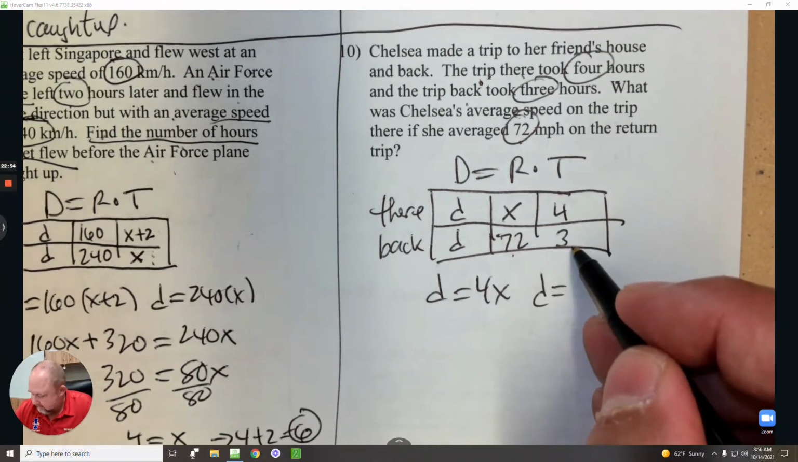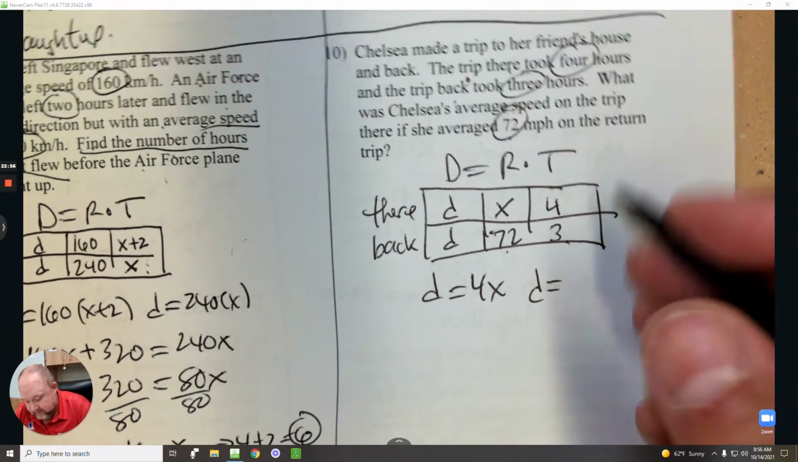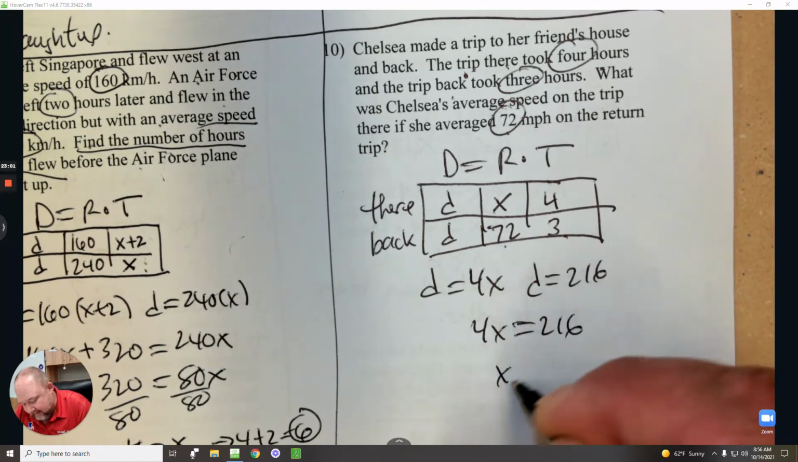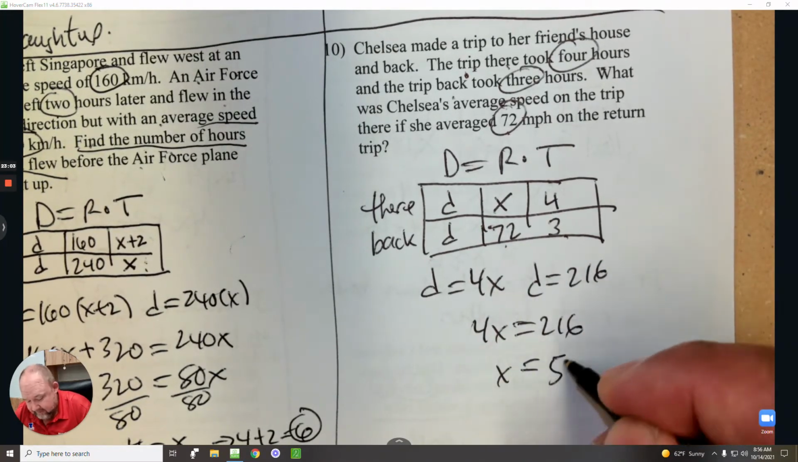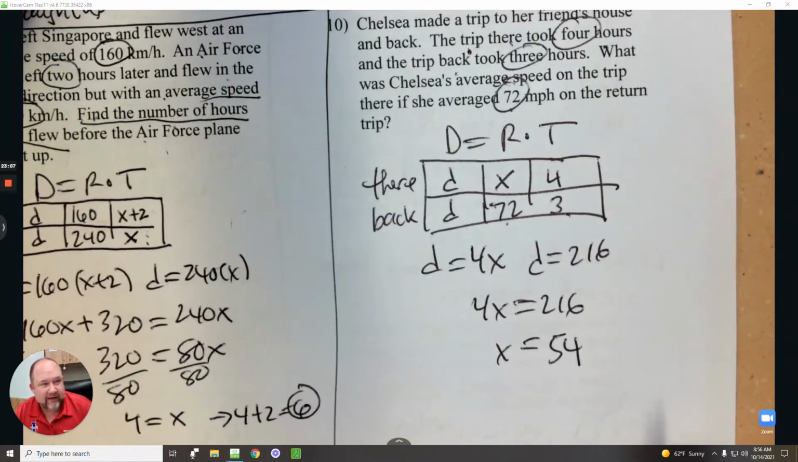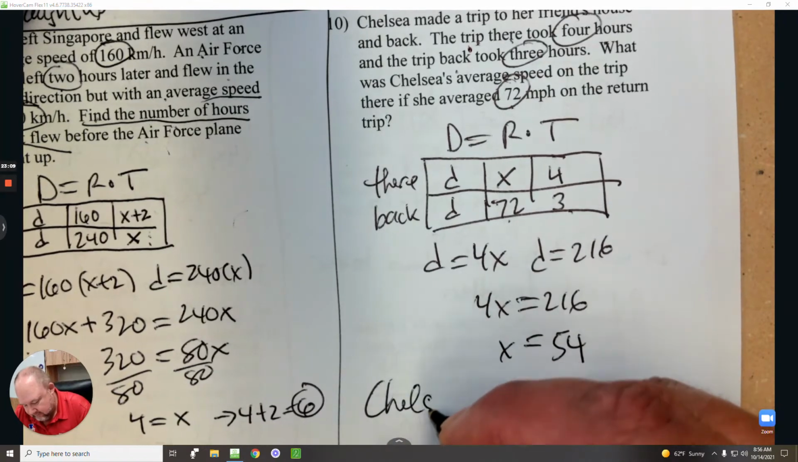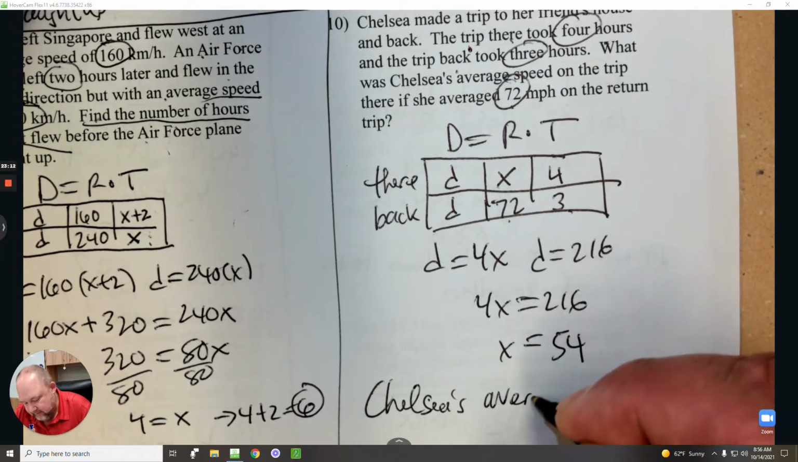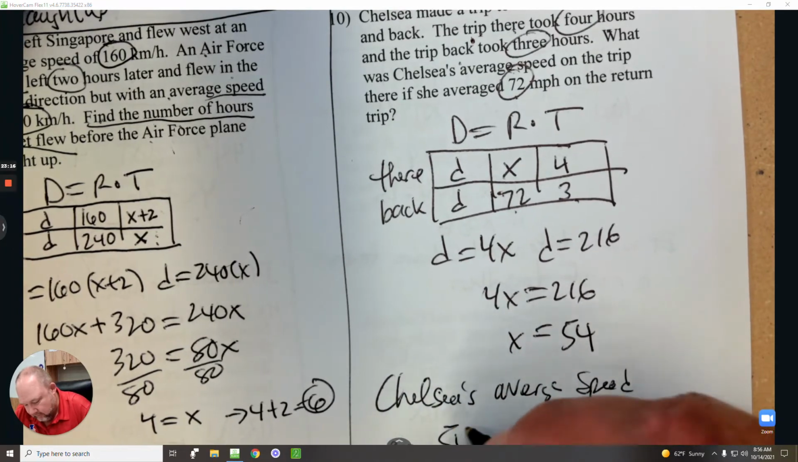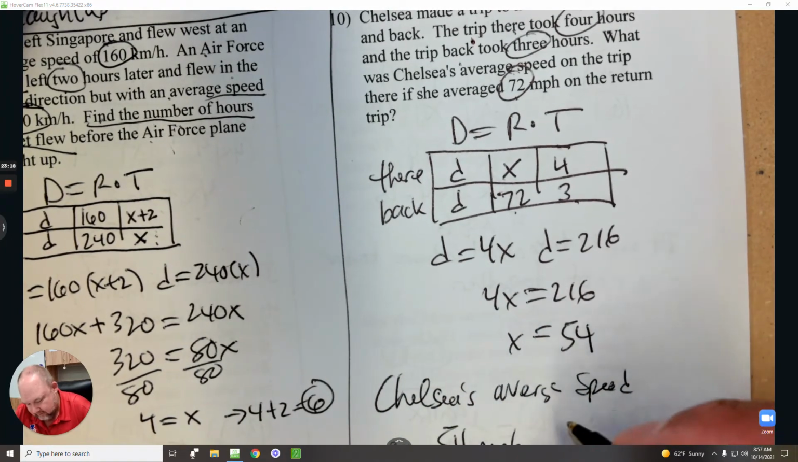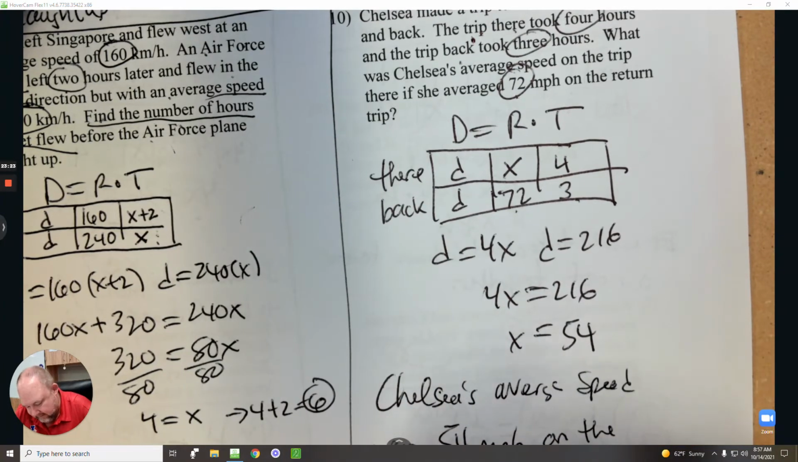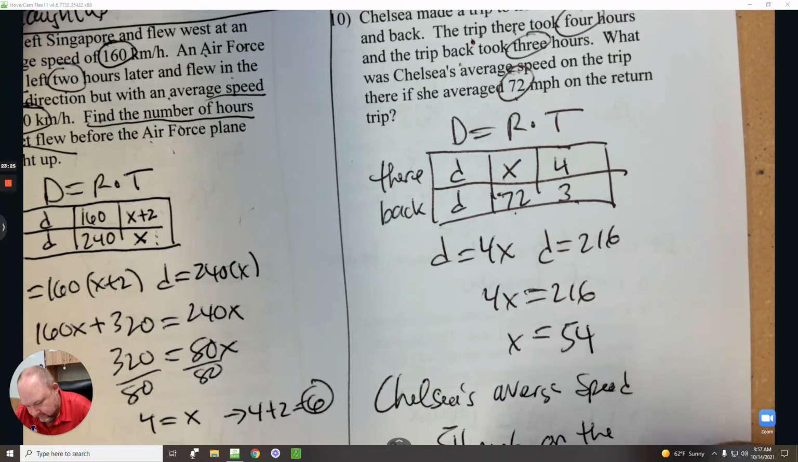Now 72 times 3, I did that already, it's 216. So then we make it equal to each other and divide, and it does go in evenly, and the answer when you divide is 54. So the question is, what was Chelsea's average speed? So Chelsea's average speed was 54 miles per hour on the way there to her friend's house.